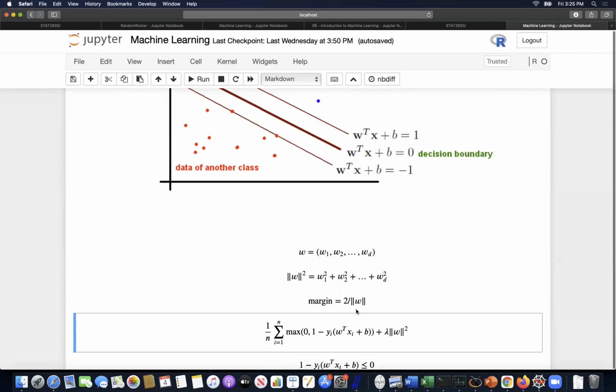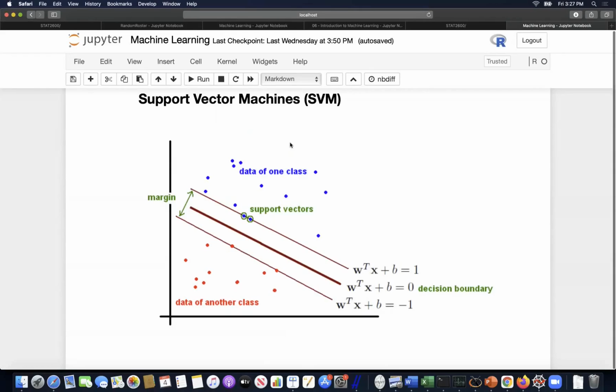So increase the margin, and at the same time, try to make the classifier predict the classes correctly, okay, and penalize it if there are any mistakes. So is everything clear? Are there any questions? So you can use support vector machines to do classification between two classes.